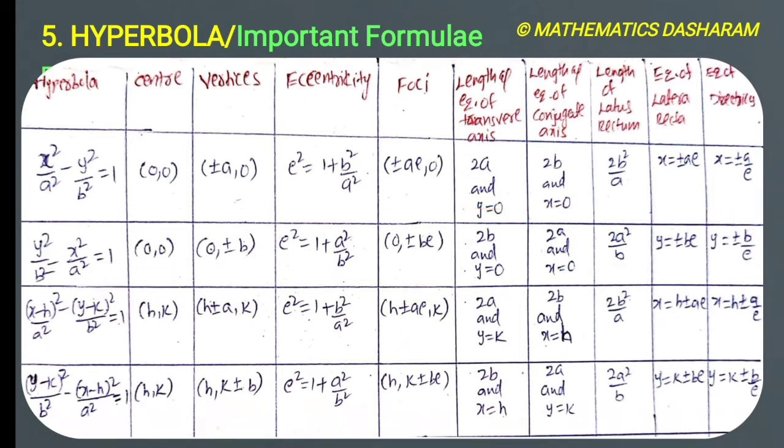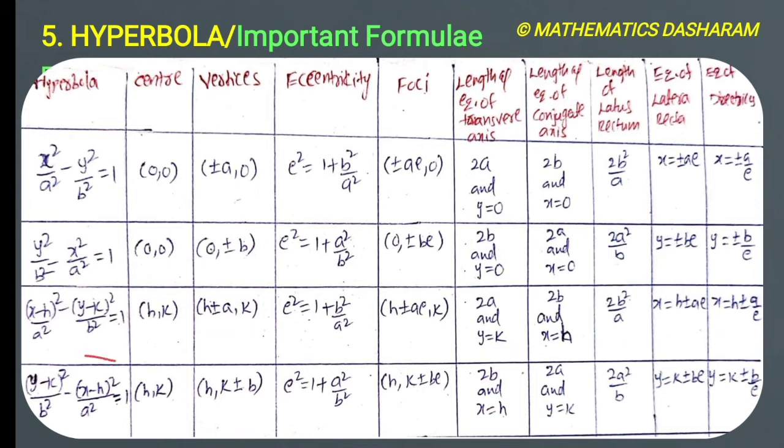Next one is x minus h whole square by a square, next y minus k whole square by b square. So here the center is h, k. When the center is 0, 0, this is a hyperbola. But here the center is h, k, then x minus h whole square by a square minus y minus k whole square by b square equals 1. And same here, vertices, eccentricity, foci, length and equation of the transverse axis, etc.